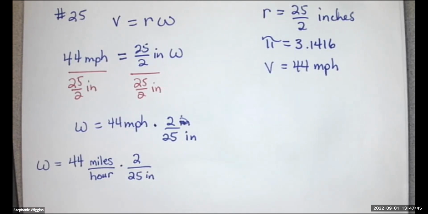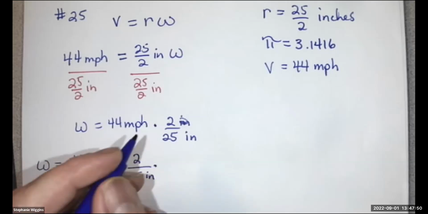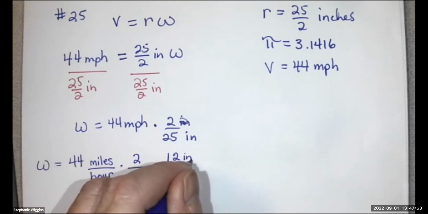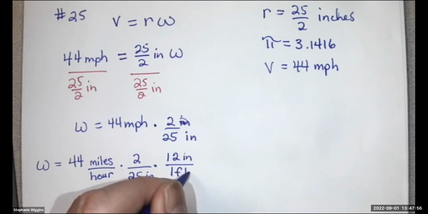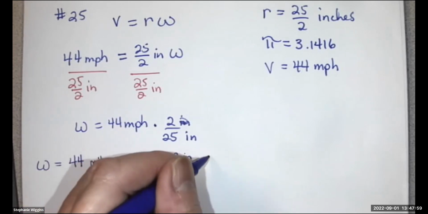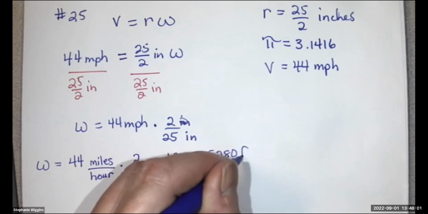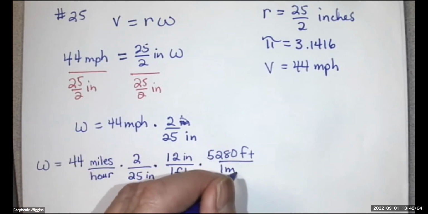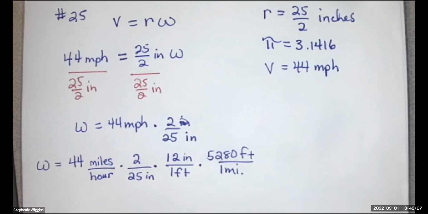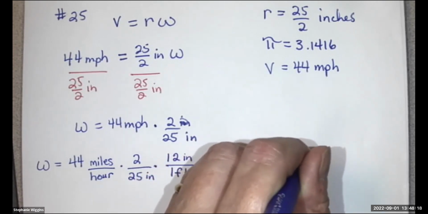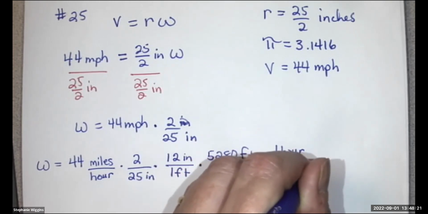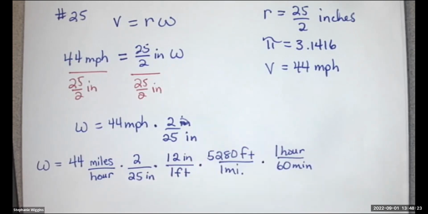And so what I'm going to do is multiply by this conversion factor of 12 inches in 1 foot. And then there are 5,280 feet in 1 mile. And let's see, I want to convert hours to minutes. The answer is in minutes. So 1 hour is the same as 60 minutes. So that's another unit conversion factor.